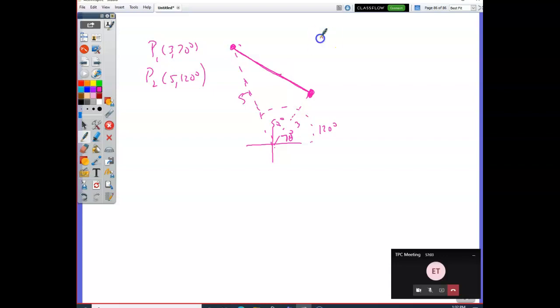The law of cosines is a squared equals b squared plus c squared minus 2bc cosine of A, written just like that on the formula sheet. I'm going to call this A, which makes this angle A, which makes this side B over here and side C over here. Agreed?